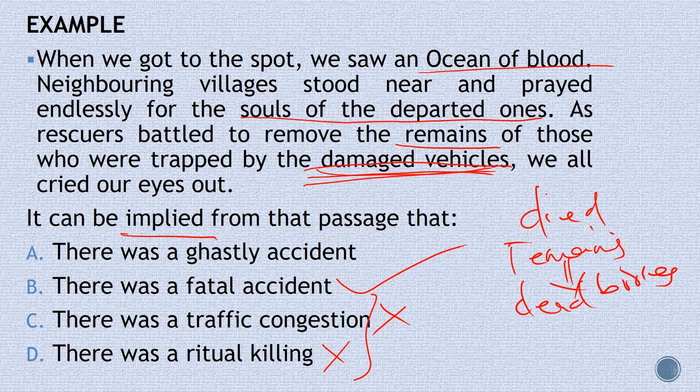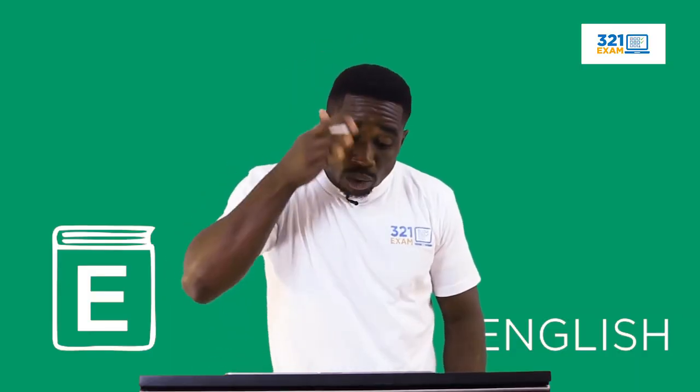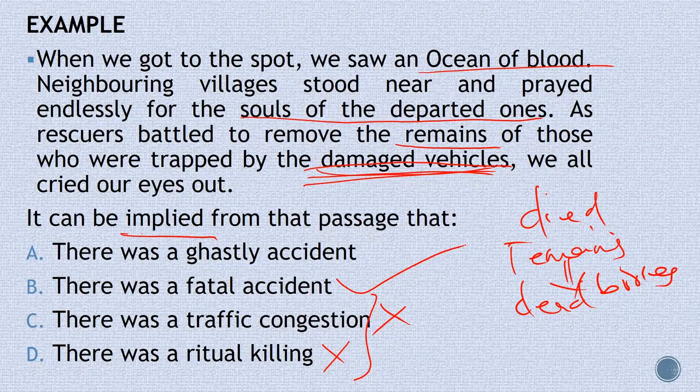Now, if you look at this particular passage, what have we discovered? Two things we have discovered. Number one, the examiner did not expressly tell us there was an accident in the passage. But we could deduce from what the writer has stated that there is or there was an accident. And the accident that actually happened in this passage is a fatal accident. So let's go to number 3. Statement of probability. Statement of probability.